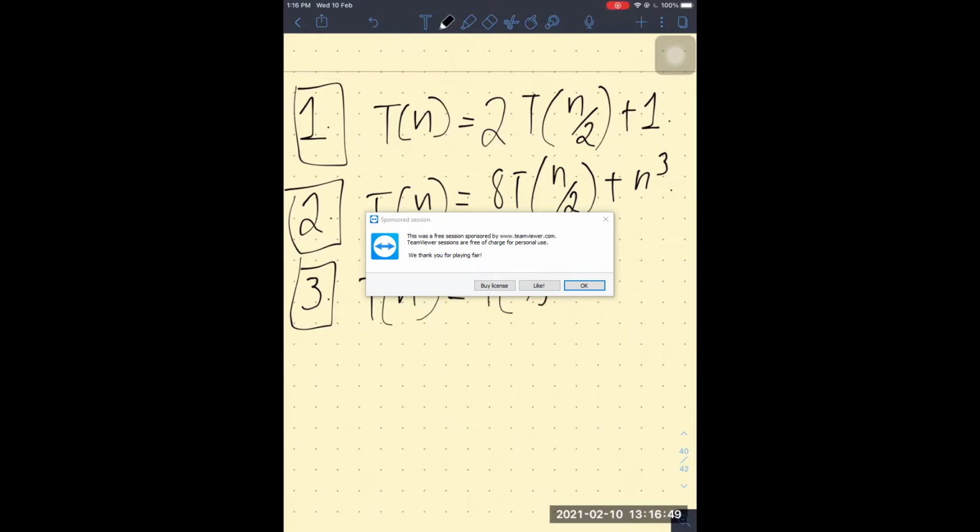The third one is T of n equals T of n by 3 plus n. Or one fancy way of saying that is T of n equals T of n by 3 plus big O of n. This is the same thing as just n. Okay, so I am giving you 5 minutes in the breakout rooms. So we will meet here at 1:22.